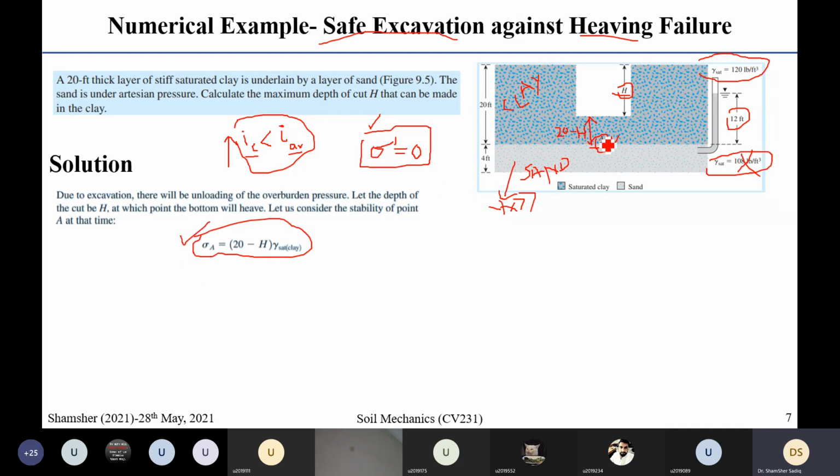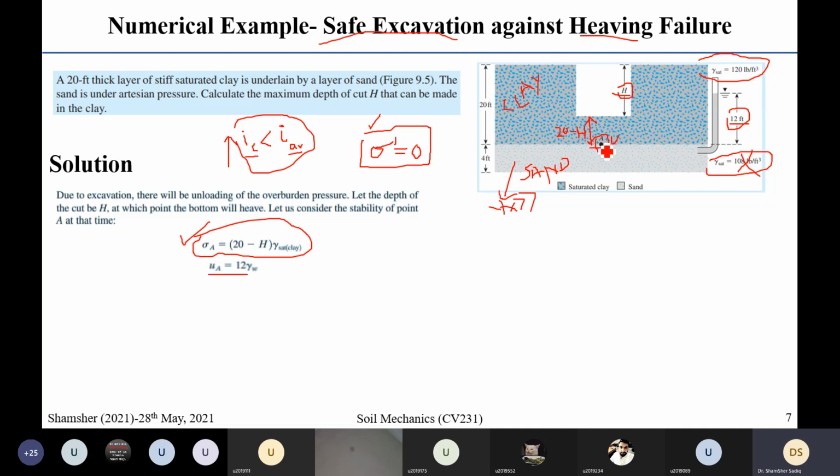Now if you install a piezometer at A, then you have a groundwater table of 12 feet, meaning the water head is 12 feet, the pressure under artesian condition. So you have to calculate the pore water pressure, or the water head, as 12 multiplied by 9.81. So this is the pore water pressure.